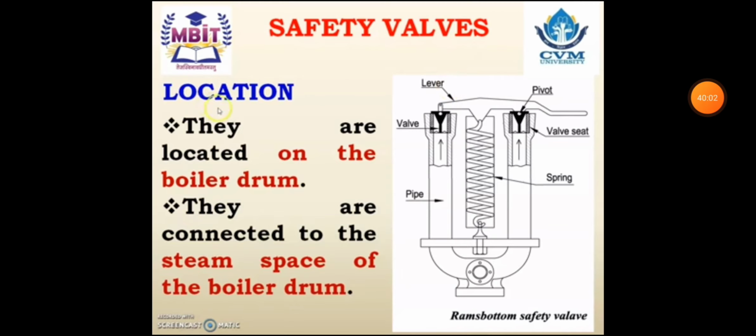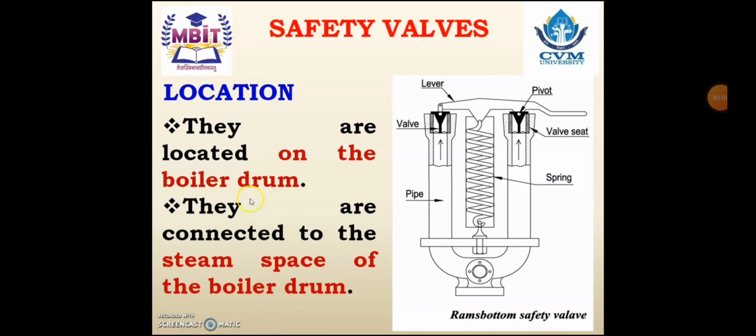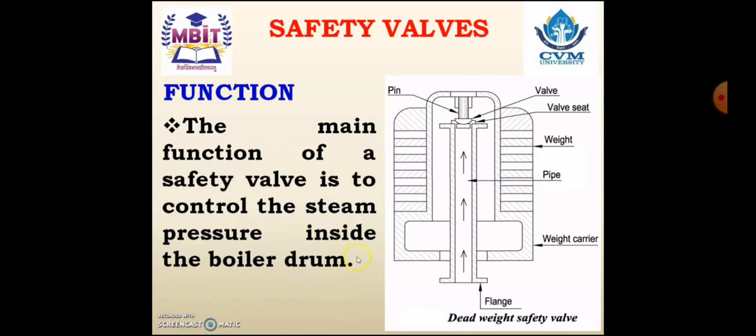Safety valves. Location. Safety valves are located on the boiler drum, connected to the steam space of the boiler drum. Function. The main function of a safety valve is to control the steam pressure inside the boiler drum.